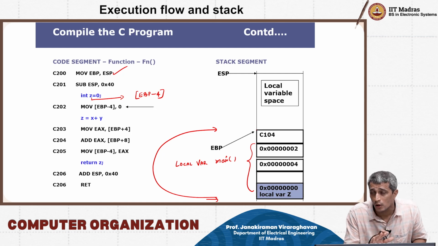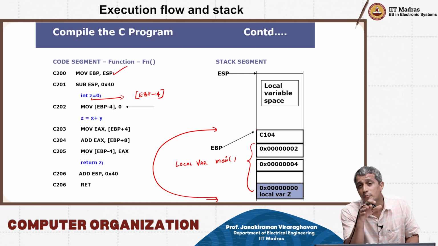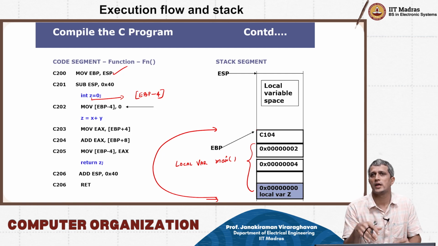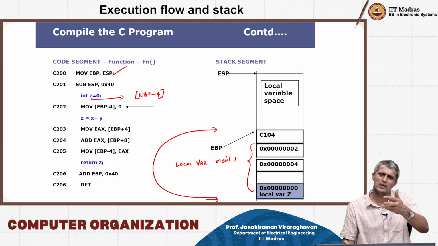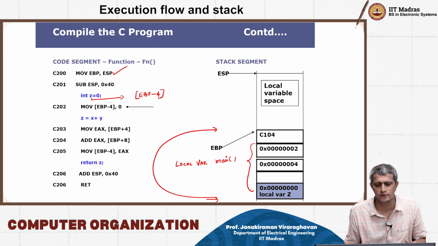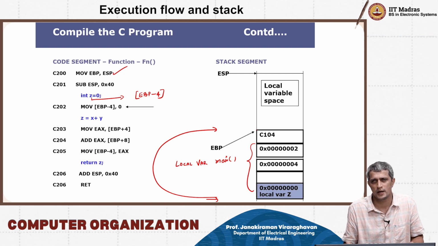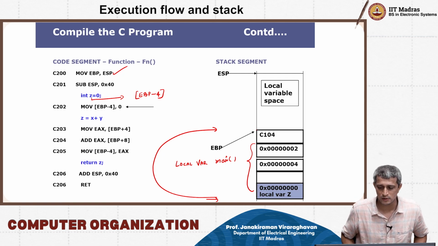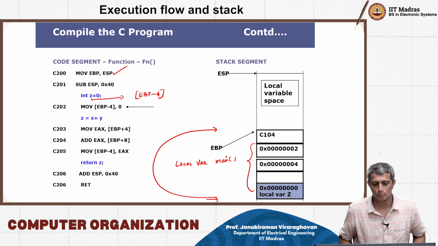How does the compiler know? The compiler knows exactly how many local variables are present and how much memory you need on the stack. So if there are only one or two variables, it will guard band and just push it out by 64 bytes. 0x40 is 64, so it will just give 64 bytes. And then you go ahead and do this: move contents of EBP minus 4.